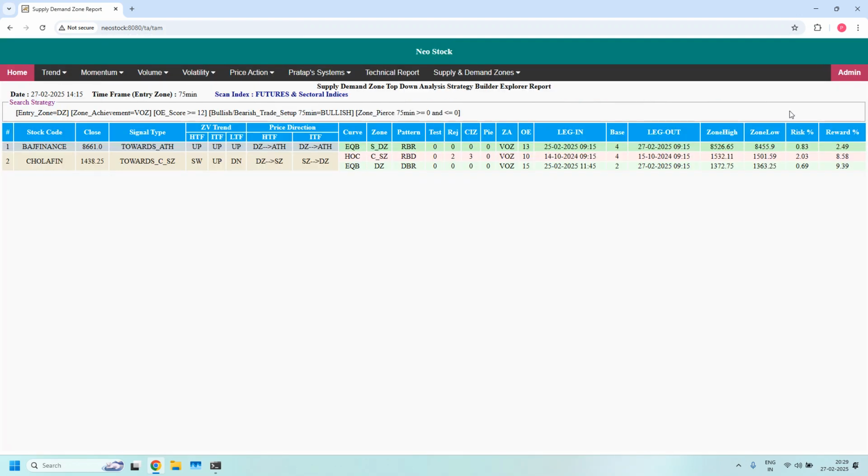So with these filters we got only 2 stocks. Currently these 2 stocks are supporting bullish trade setup for weekly income trade, and these entry time frame zones are 75 minutes demand zones. We have 2 75 minutes demand zones. Out of these 2, let us check the probability of getting success based on the zone confluence.